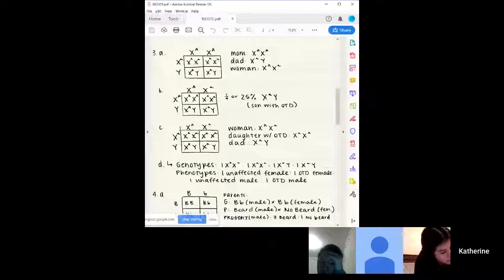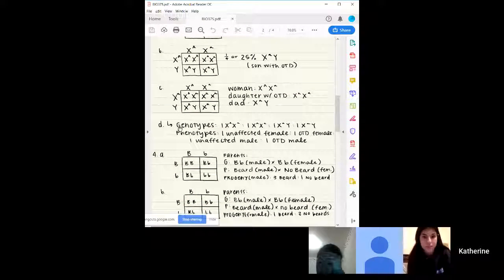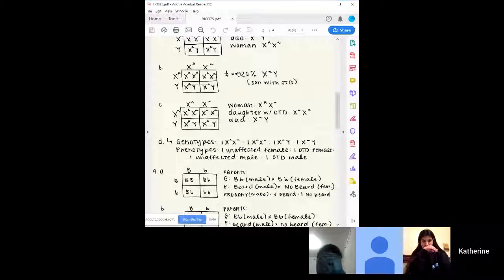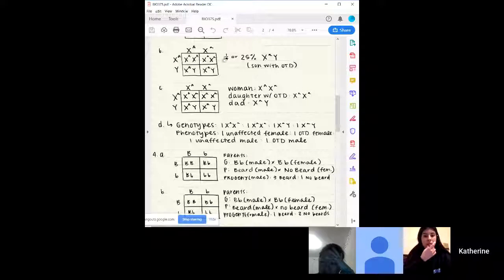Okay. And then for B, the woman, the child of those 2 we were just talking about, has children with a man who does not have OTD. What is the chance that their first child will be a son with OTD? In the previous question, I found the woman's genotype. Then down here, I crossed it with a dominant male and got 1/4.